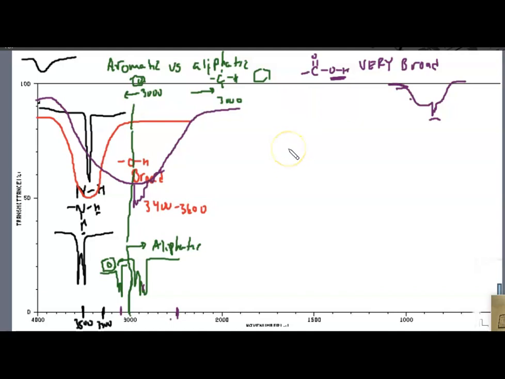Okay, so any questions up until now on these groups that we've talked about? Which one's next? Let's talk about blue. All right, next group I want to talk about is an aldehyde.